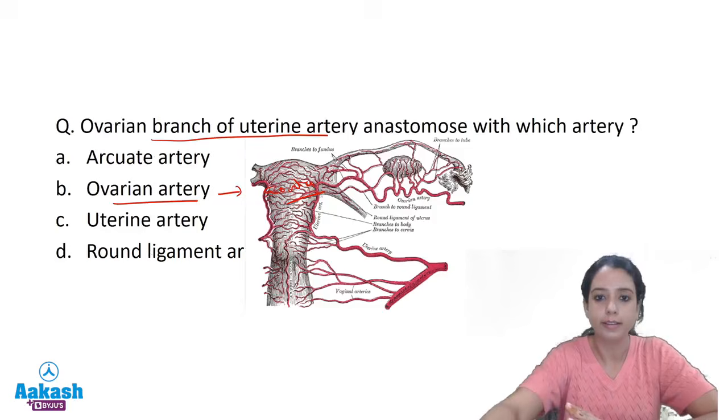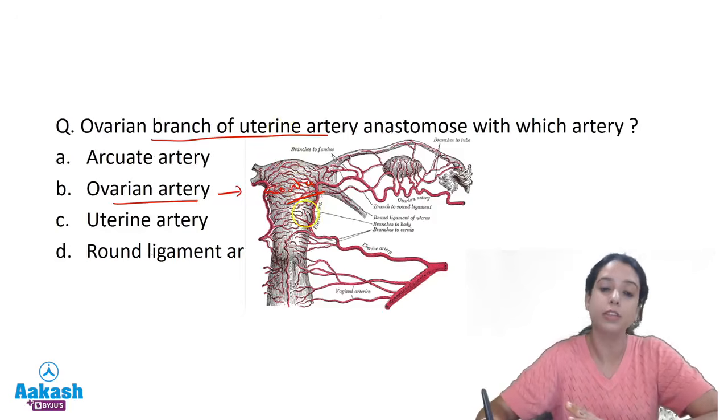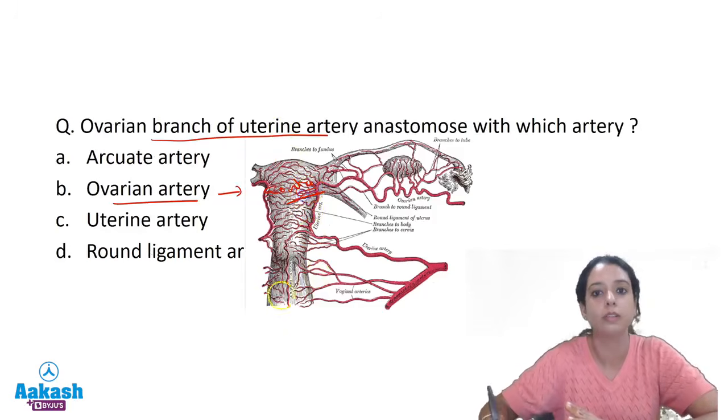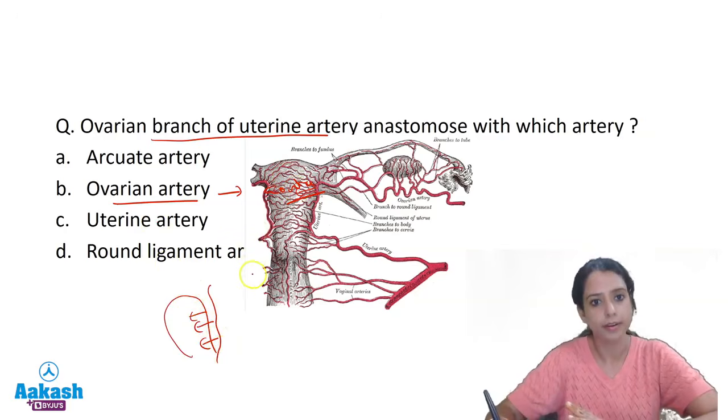Why not arcuate artery? Which artery is the arcuate artery? Arcuate arteries are again branches of the uterine arteries which go inside the uterus. This is your uterine artery, which ascends onto the uterus and sends arcuate arteries inside to the endometrium. So the arcuate artery has nothing to do with the ovarian artery.